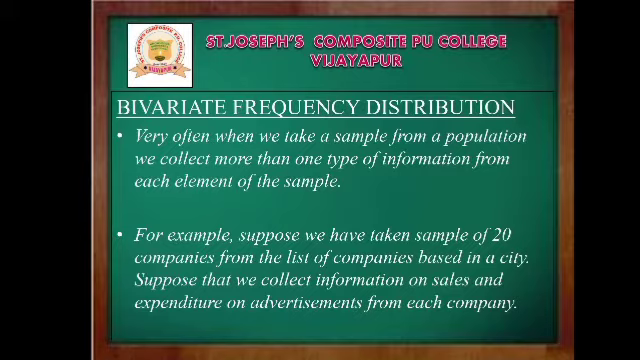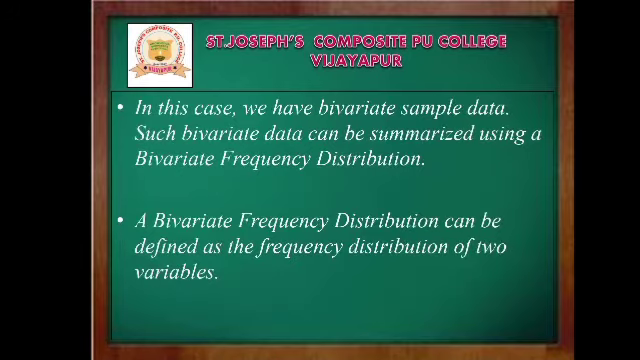Very often when we take a sample from a population, we collect more than one type of information from each element of the sample. For example, suppose we have taken a sample of 20 companies from the list of companies based in a city. Suppose that we collect information on sales and expenditure on advertisements from each company. In this case, we have bivariate sample data. Such bivariate data can be summarized using a bivariate frequency distribution.